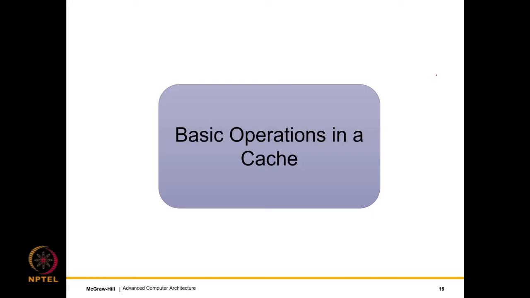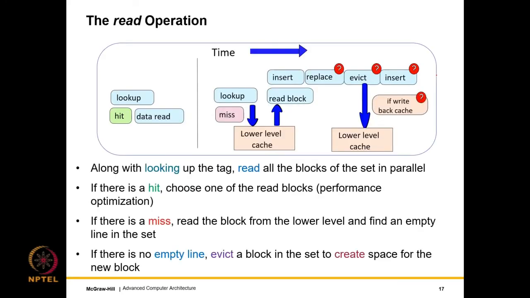Alright, now let us look at basic operations in a cache. Let us look at two scenarios: when there is a hit and when there is a miss. What we have discussed is that for a data read, we can do the lookup, which is the tag lookup basically, and also read the data blocks in the data array. Both of them can be done in parallel, so there can be an overlap between them.